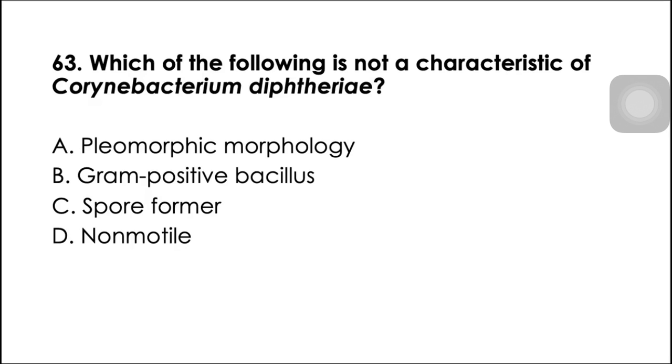They are also non-motile, that's correct. So the question asks for what is not a characteristic. We have letter C, spore former. They are not spore formers. The spore formers are either Bacillus or Clostridium: aerobically Bacillus, anaerobically Clostridium. So the pleomorphic, gram-positive bacillus, and non-motile are correct. The wrong one is letter C, spore former.